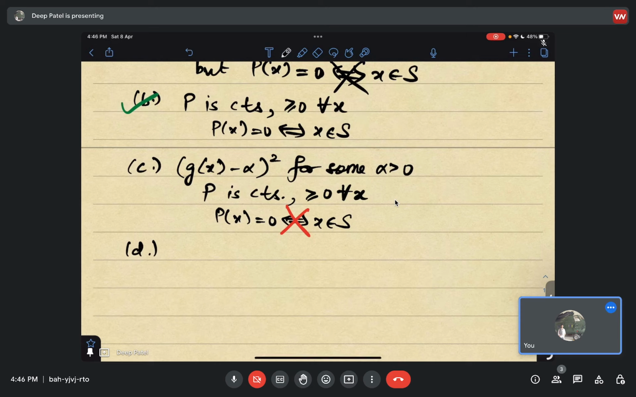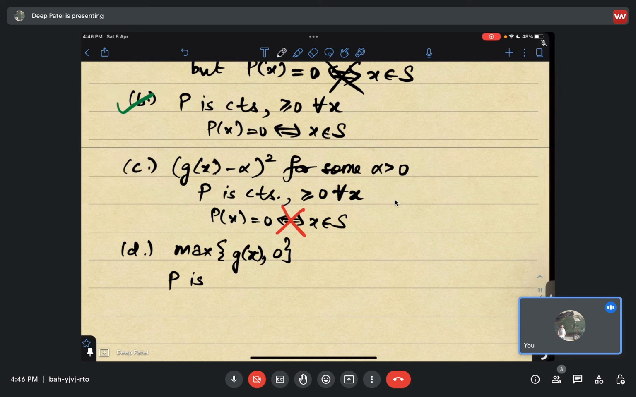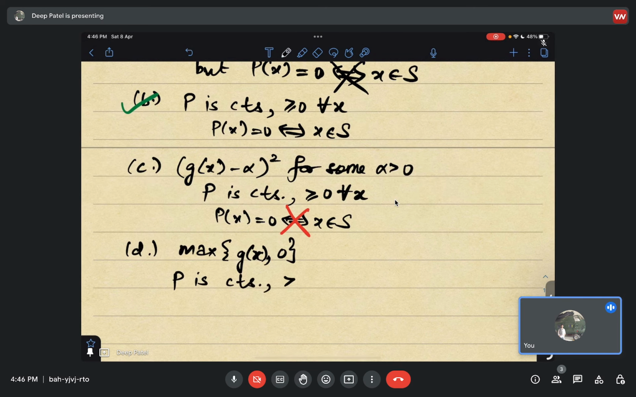Okay, what else is there? Max of g of x comma 0. So is p continuous here? G is continuous, and we are just taking the max of g of x and 0, so p is continuous here. Is this greater than or equal to 0? Yes, that is true. We know that this is greater than or equal to 0 for all x. Okay, but what about this?